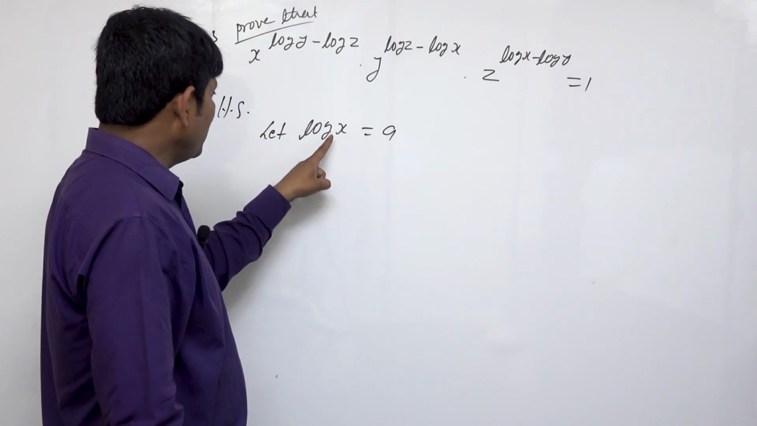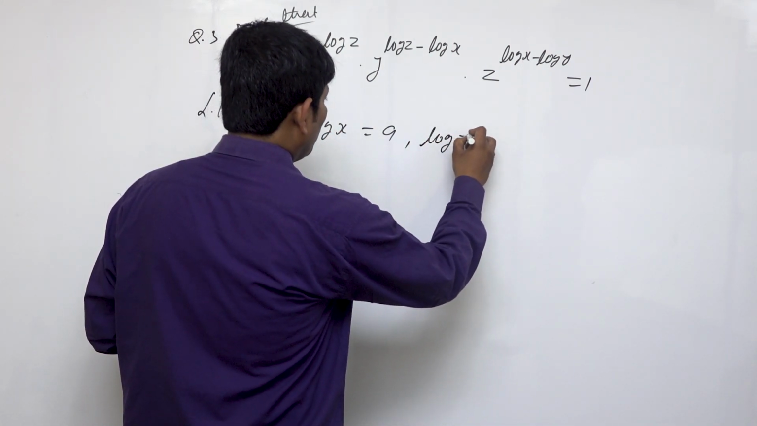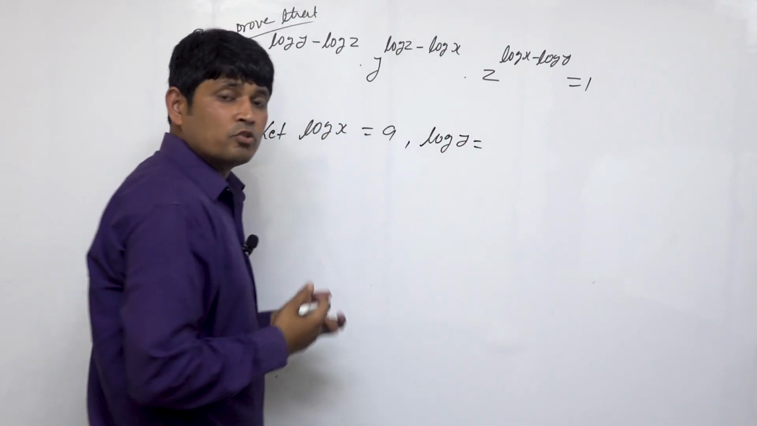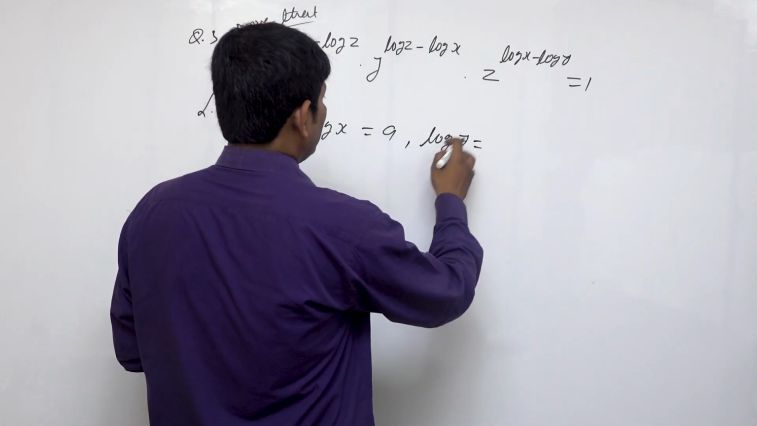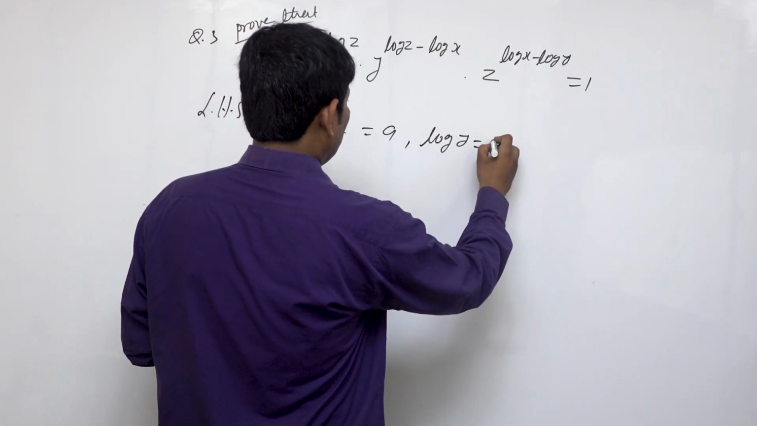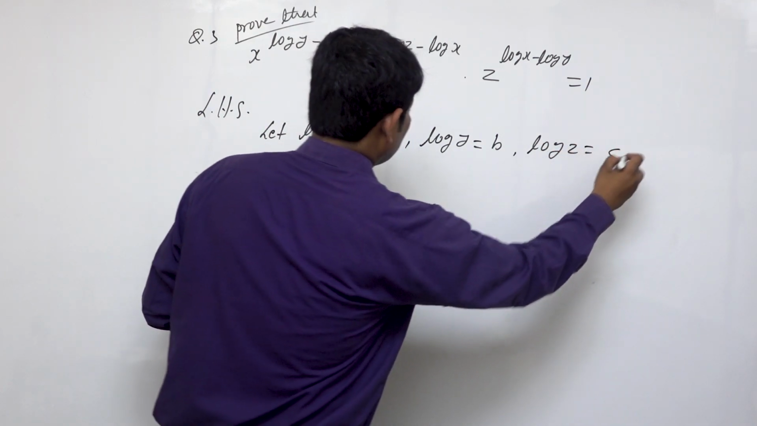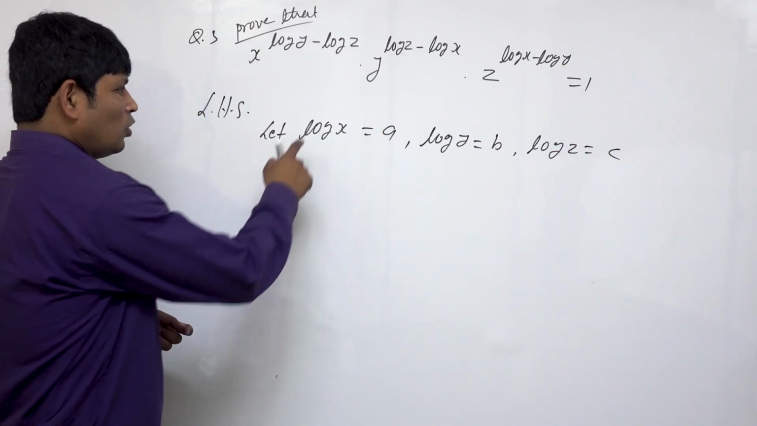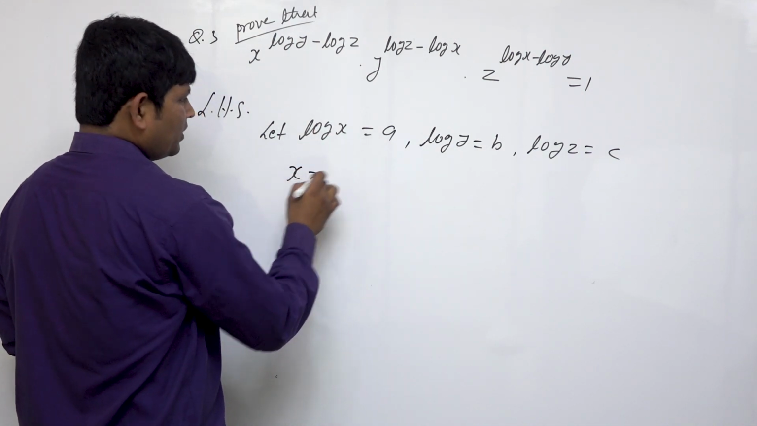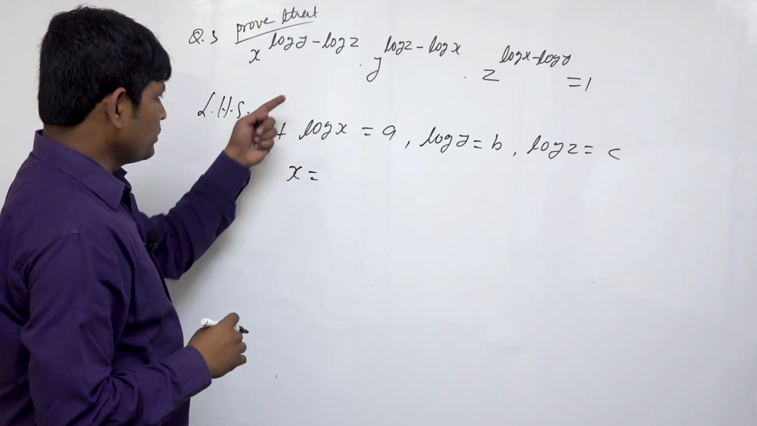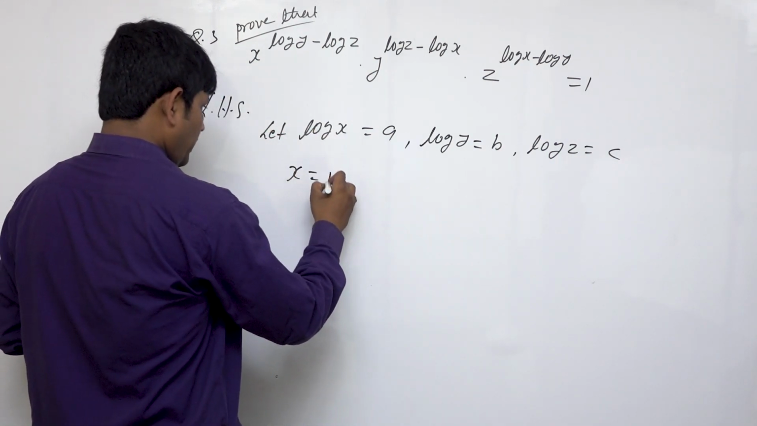So log of x to the base 10 is a. Now let log of y to the base 10. Base 10 is understood. We don't need to write it. So log y is equal to b. Log z is equal to c. So log of x to the base 10 is equal to a. So how can we write x? As we learn, from logarithm to exponential, we can write x is equal to 10 to the power a.